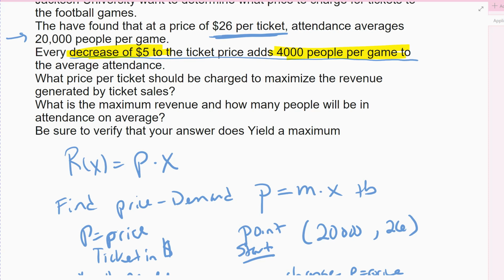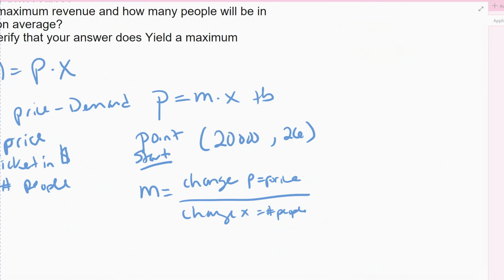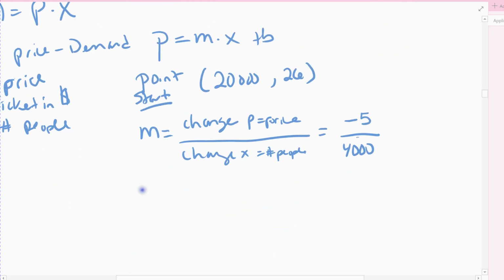More people will be in attendance. Well, the more people being in attendance is the 4,000. And so those are these numbers. The change in price is if I lower it by $5, so it's a negative 5. 4,000 more people will be in attendance. That will be the change in the number of people. So there's my slope. If I reduce that, it reduces to negative 1/800. So there's my slope.